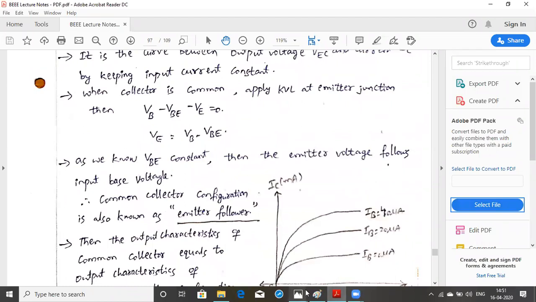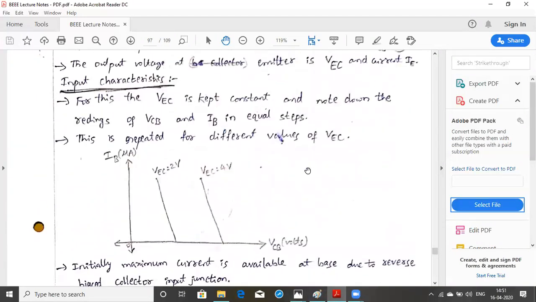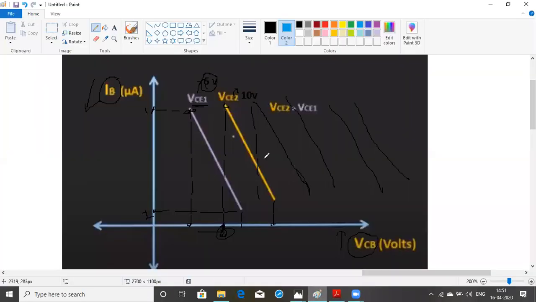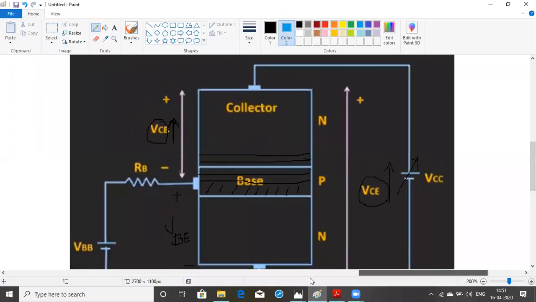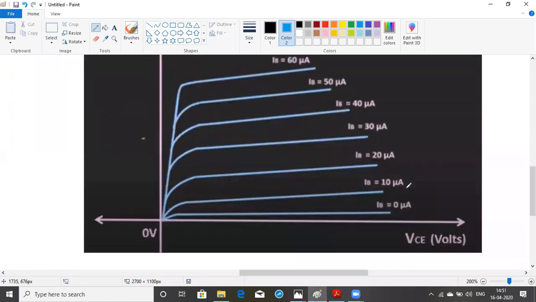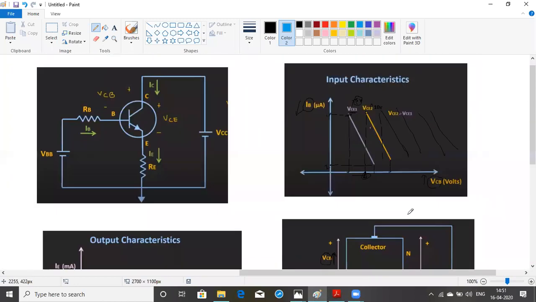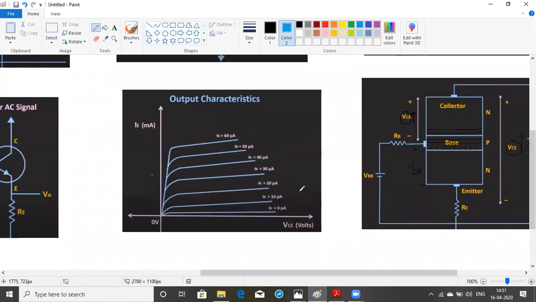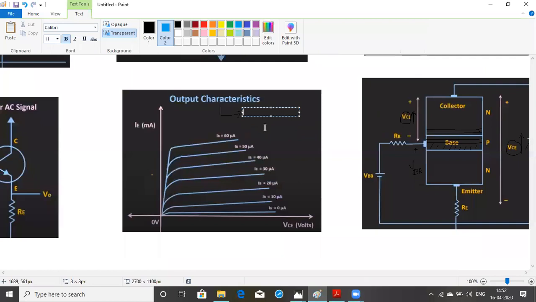Now coming to the output characteristics. What are the actual output characteristics? Output characteristics means we need to draw between VCB, the output voltage, and IE, the output current, this time. So these are the output characteristics. If you observe clearly, these characteristics are the same as the common emitter configuration, which we discussed yesterday.